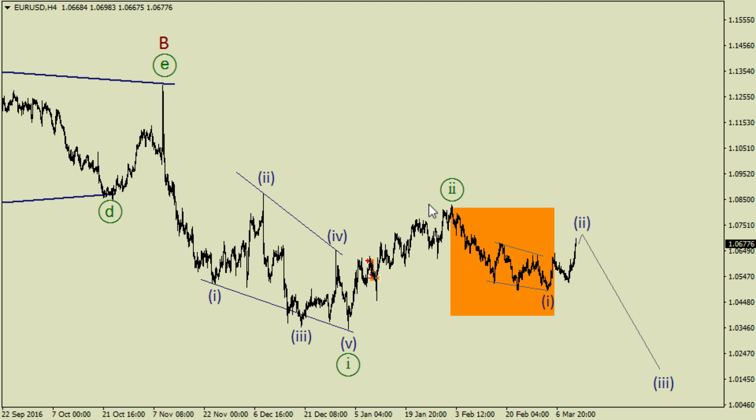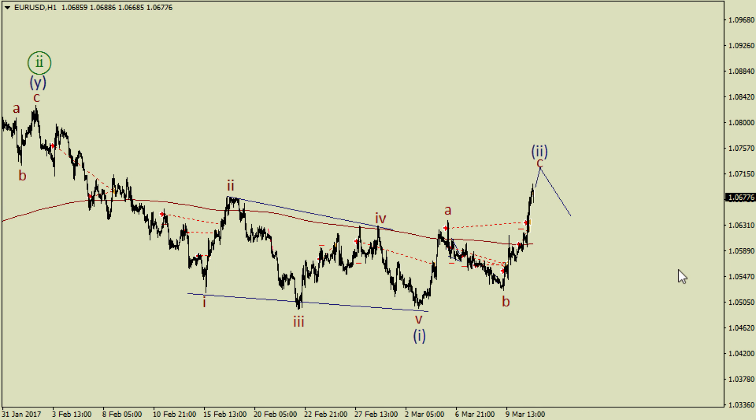Euro dollar isn't easy as well, and it seems like I've got here a wedge in wave 1 and a possible zigzag here in wave 2. Last week I've got some stop losses here and now I don't have any trades. But if we see a small bearish impulse afterwards somewhere in here, then and only then I'm going to sell. If the price goes higher, I'll be out of the market.